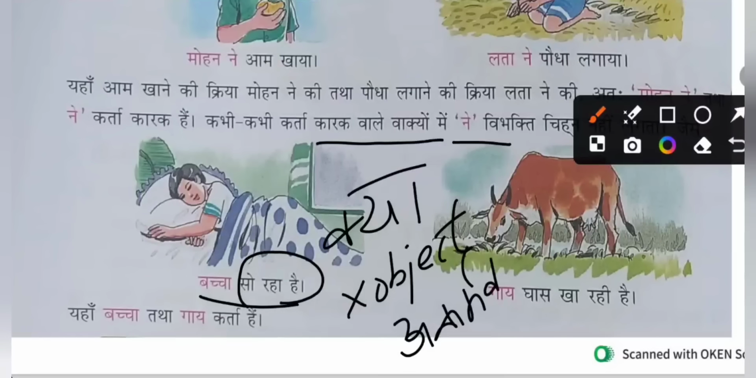So what kind of kriya is it? Akarmak kriya. So if it is an akarmak kriya, I don't have to put ne. This is the rule. So I know who is doing the work, bachcha, but I don't have to attach ne next to the noun or pronoun. So bachcha ne is not needed because it is an akarmak kriya, and moreover this is present tense. For present tense you don't have to put ne.